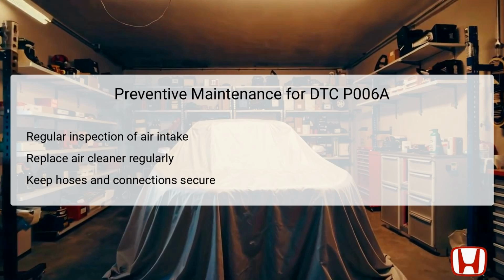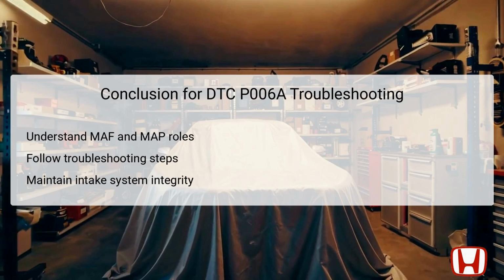Additionally, routinely checking the condition of hoses and tightening any loose connections can help mitigate potential air leaks or system failures. Consistent adherence to these maintenance practices will significantly enhance the longevity of your vehicle's engine performance and reduce the likelihood of DTC interference. In conclusion, understanding the roles of the mass airflow (MAF) sensor and the manifold absolute pressure (MAP) sensor is essential for diagnosing DTC P006A.